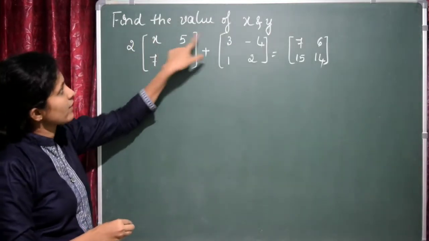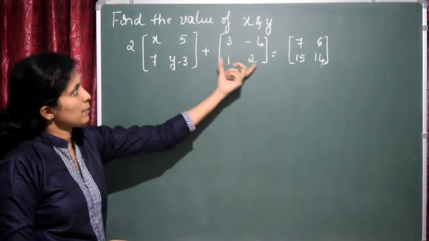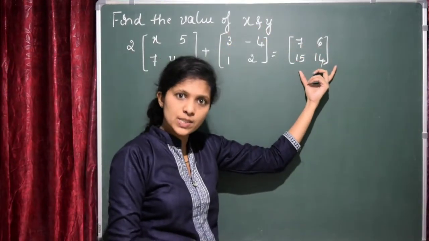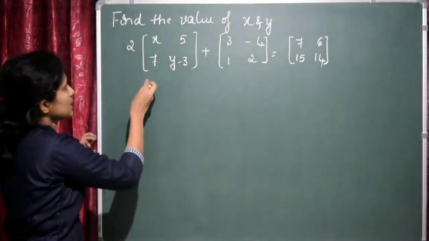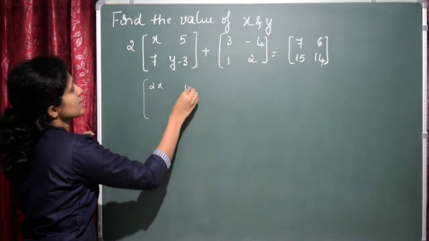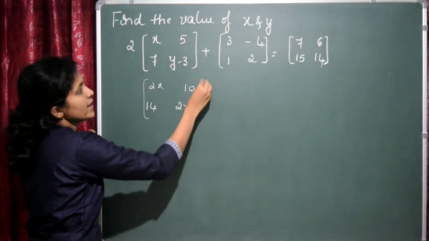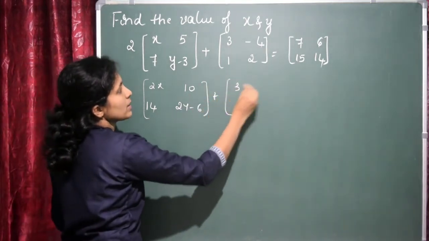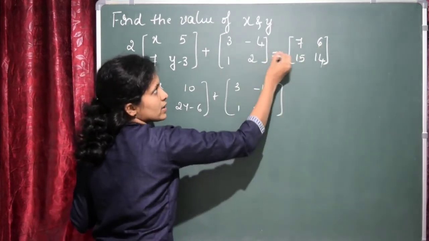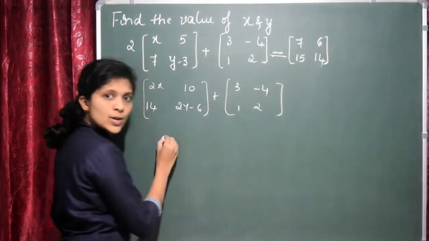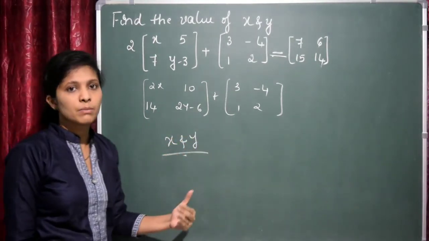Next problem is find the value of x and y. Question is given. You have to multiply 2 to this matrix plus this matrix, and then you have to equate with this one. So that will get the value of x and y. I think you can solve this problem, right? First multiply. So this will be now 2x and this is 10 and this is 14. 2 into y minus 3 will be 2y minus 6, right? So this is now plus, you add 3 minus 4, 1 and 2, then equate with this one, 7, 6, 15 and 4, so that we will get the value of x and y. Complete this, okay? In the next session, we will move to the multiplication of a matrix.